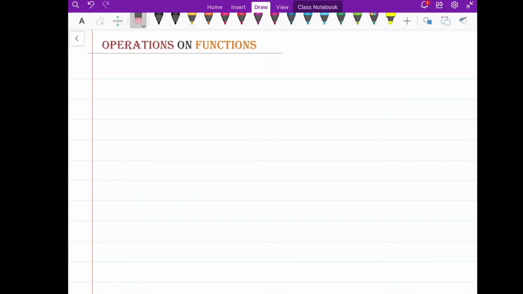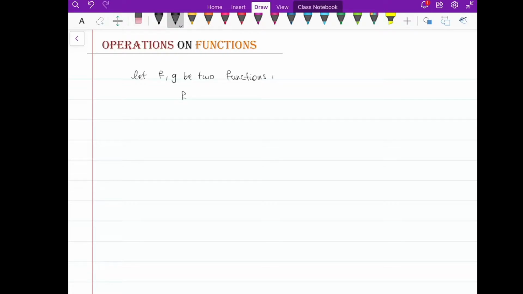This video is part of an online course of Calculus 1 and I'm going to talk about operations on functions. Let f and g be two functions. There are some algebraic operations that we can apply on these two functions.